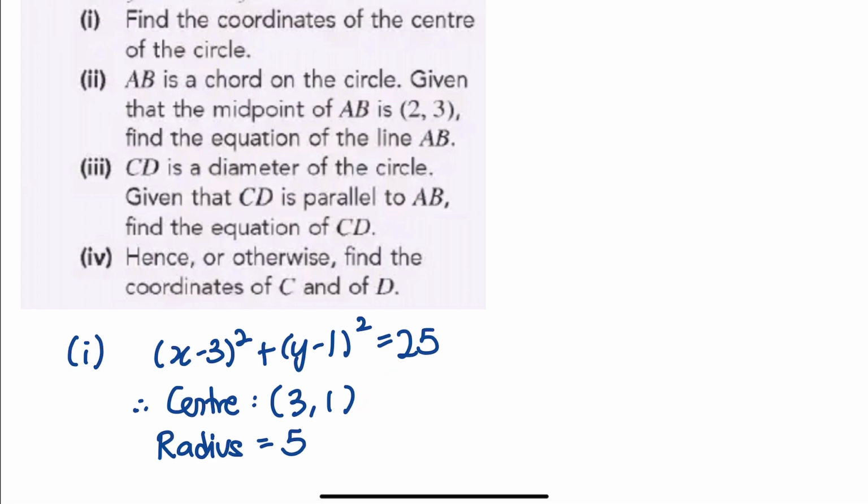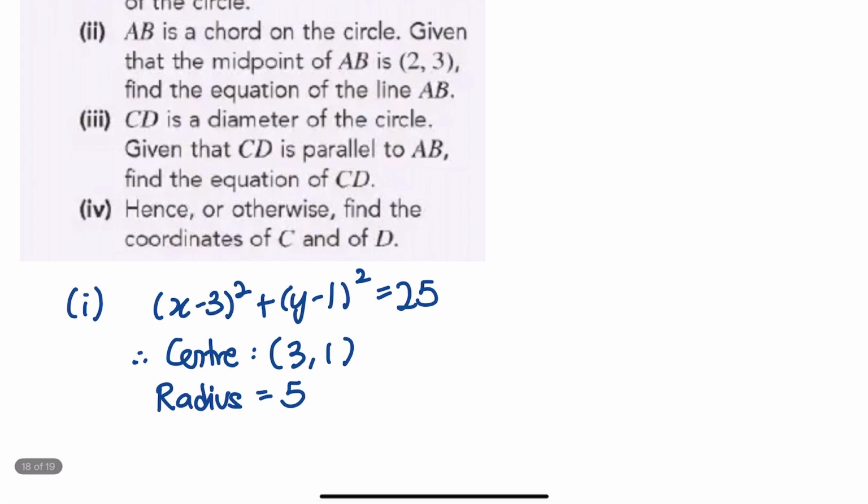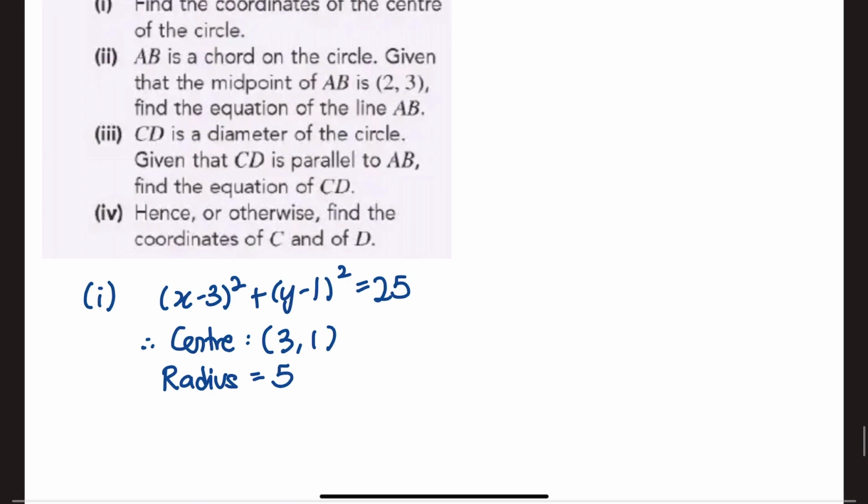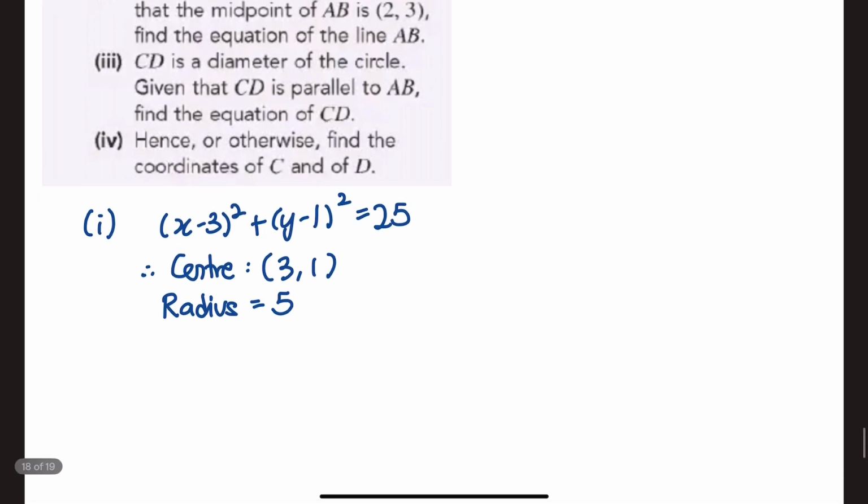Okay, next part. Part 2. AB is a chord on the circle. Given that the midpoint of AB is (2, 3), find the equation of the line AB.